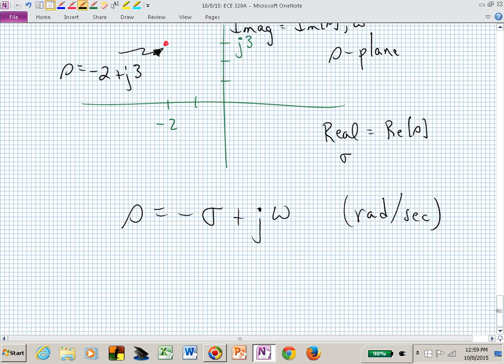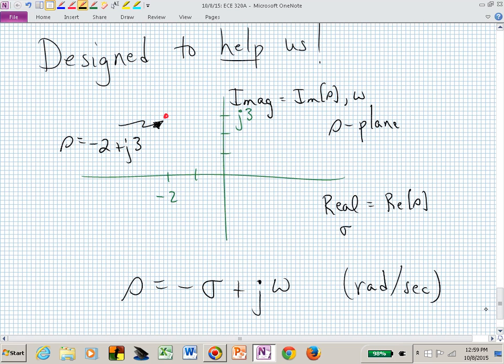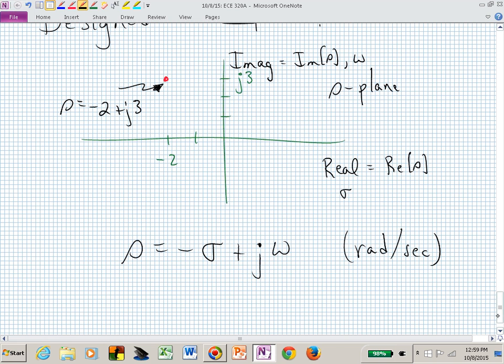Yes? Is there a minus sign in front of the sigma in your general definition of s? So in my, I don't know, I get sloppy. The question was, is there always a minus sign in front of sigma? Typically, we do keep sigma to be positive, because most of the time you want to be having your poles in the left half plane. You want to have some decay.